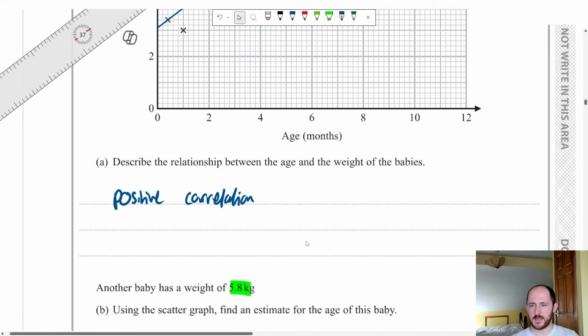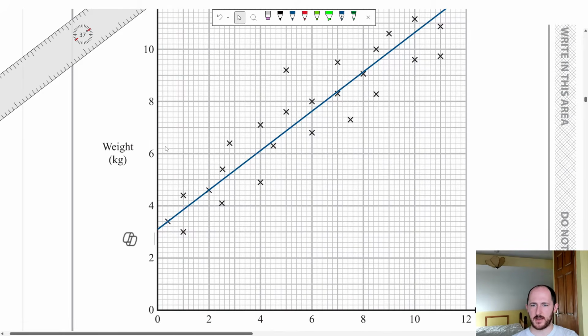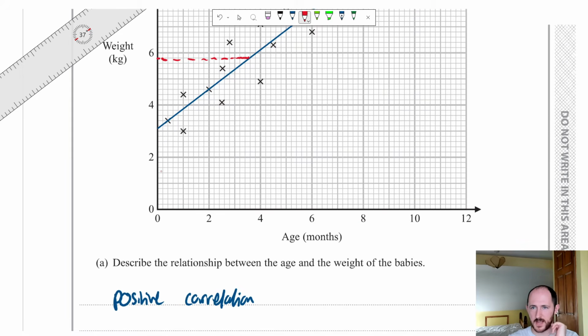And then it says the weight is 5.8, estimate the age. So we're going to go to 5.8 on our graph. So let's see, 5 is in the middle. So this goes up in 0.2s by the look of it. 5.2, 5.4, 5.6, 5.8. And we're going to draw a line going across. You can use a ruler for this if you want. Oh, look at that, that's beautiful. Right on an edge of a square.